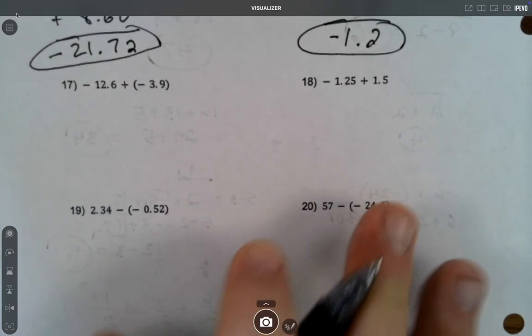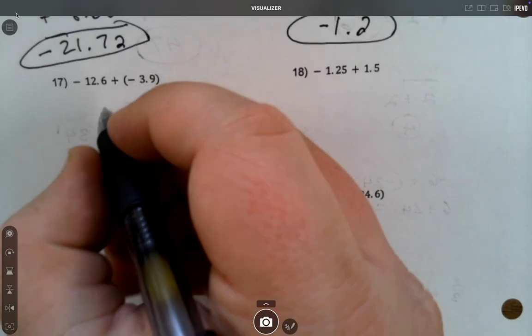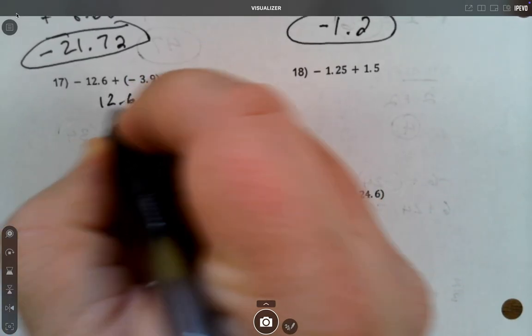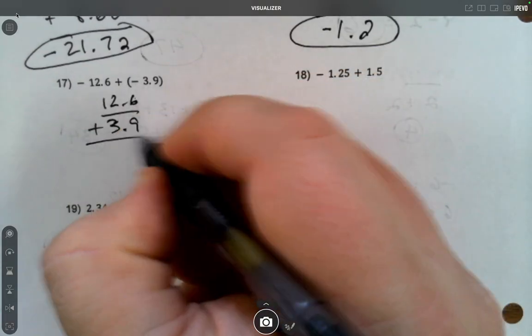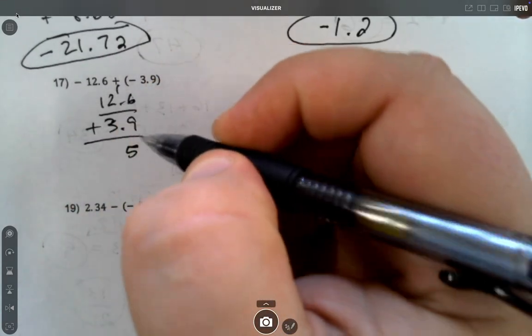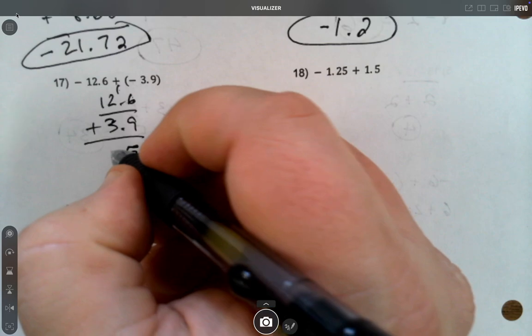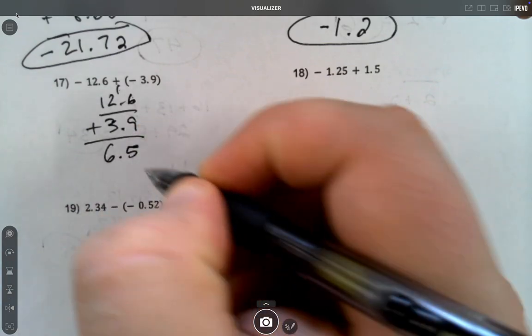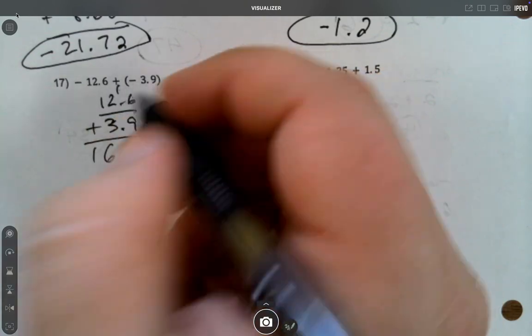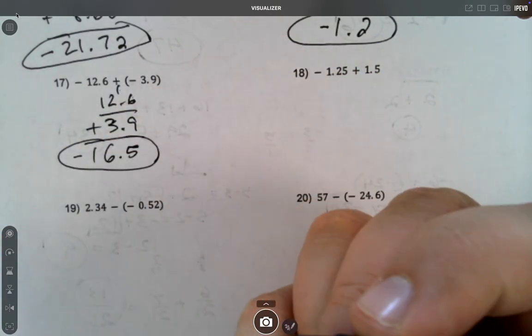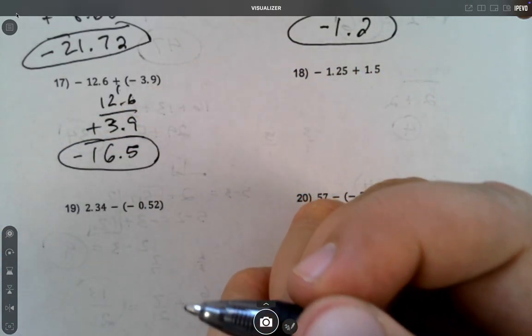On 17, they both have the same sign, they're both negative. So when they have the same sign, we add them together. Sorry, no reason for that line right there. 6 plus 9 is 15. Carry the 1. 1 and 2 and 3 together is 6. And then 1 is 1. So since they were both negative, our answer is negative. So it's negative 16.5.